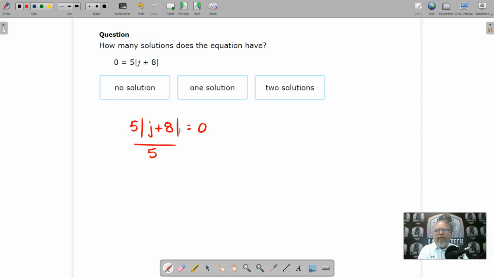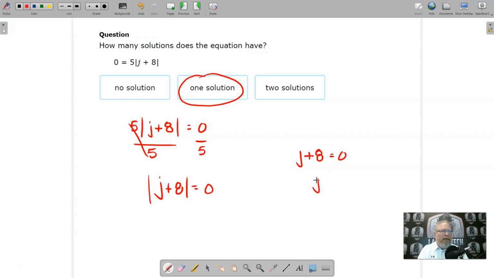This is just kind of like if it were 5 times the quantity of j plus 8, where they were in parentheses instead of absolute value brackets. And whatever I do to one side, I'm going to do to the other. Those would cancel the 5s, leaving me the absolute value of j plus 8 equals, and 0 divided by 5 is still going to be 0. So in this case, it equals 0, and therefore you don't have two cases. There's no such thing as a -0. So this is going to be a situation where we have just one solution. And if we wanted to solve that, we would just take away the absolute value brackets, do j plus 8, set it equal to 0, subtract 8 from each side, and j would equal -8.